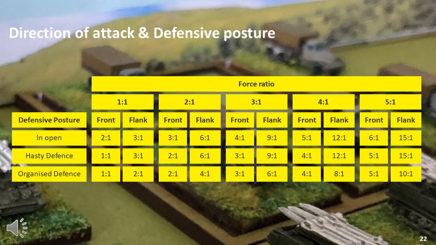The next factor to consider are the defensive posture and the direction of attack. We can see 3 postures and 2 directions of attack, which is cross-referenced by the firepower ratio. The result is the final ratio, which is then used to determine the rate of advance.